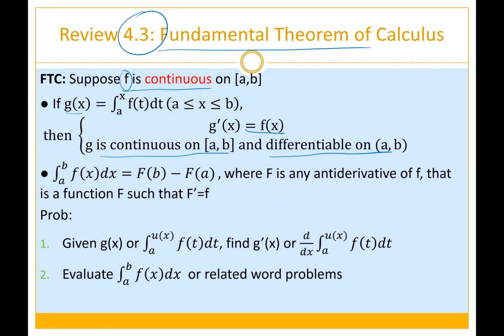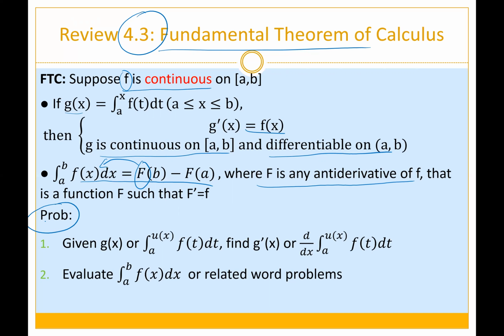Then you have the fundamental theorem of calculus 2. The integral from a to b of f(x) dx is going to be big F of b minus big F of a, with big F being the most general antiderivative. F is an antiderivative of f. That is, a function big F such that big F prime is f.